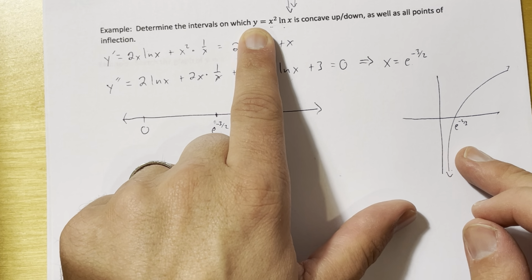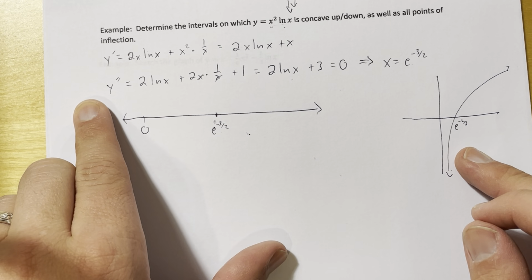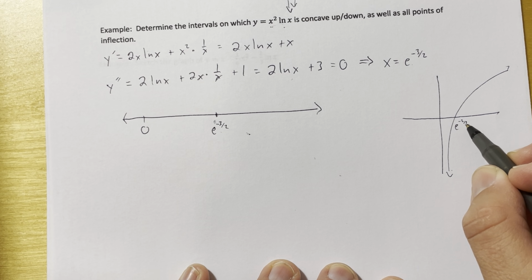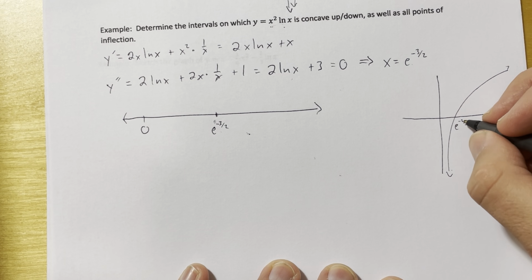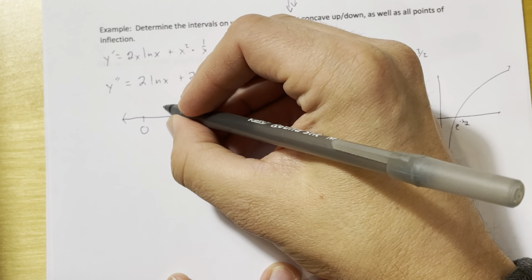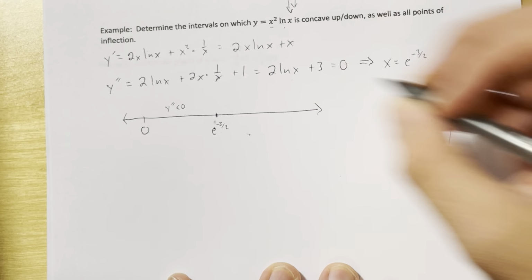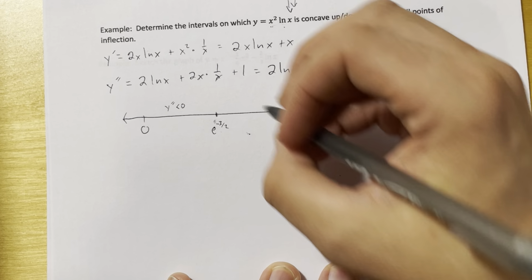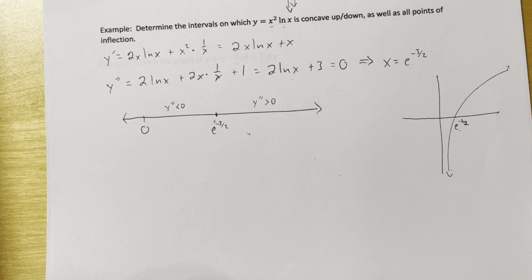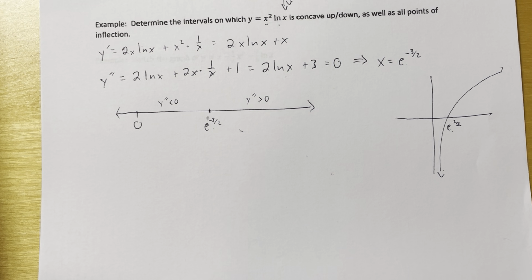It's not the graph of the original function. It's the graph of this second derivative that we just found. Notice that to the left of e to the negative 3 halves power, I wrote that wrong, 3 halves, the function is negative down there. So y double prime is negative. And then to the right of that value, it's positive. Y double prime is positive. So that's another way of rationally working out where the second derivative is positive and negative.